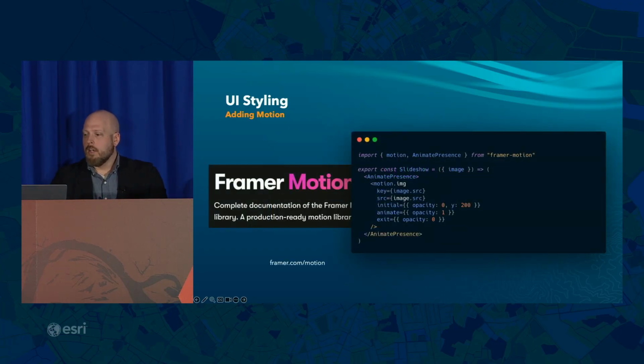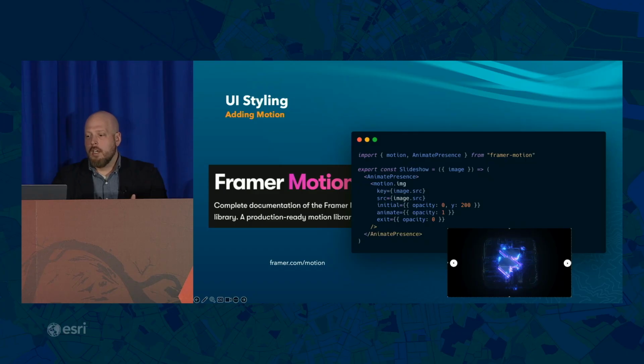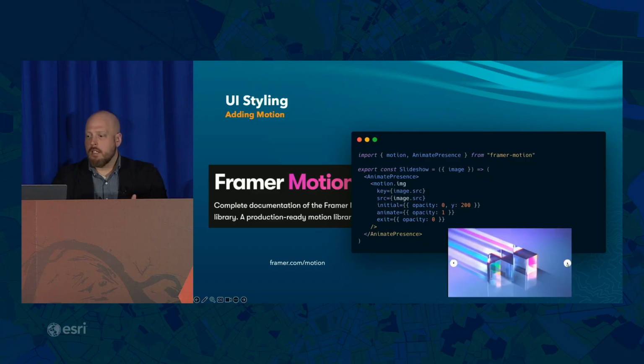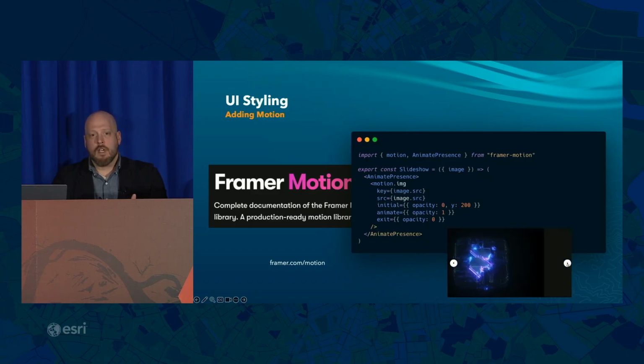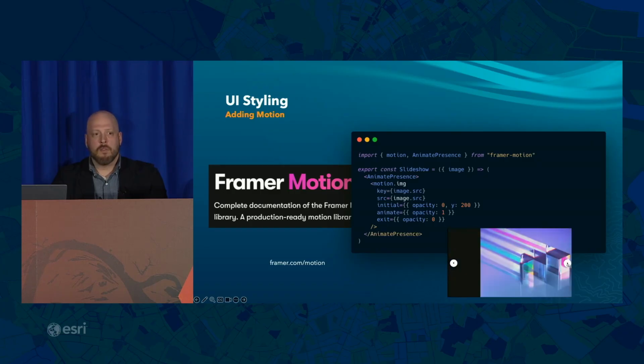As you can see here, you can wrap the image in an AnimatePresence, and the key takeaway is that there's an initial representation, and then there's also an animate and exit state. And as you can see, you can easily animate an image carousel and have it animate smoothly.